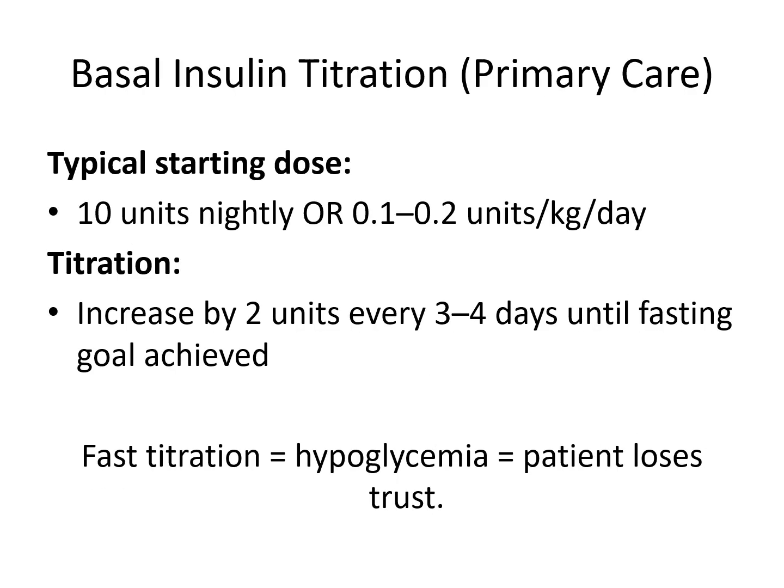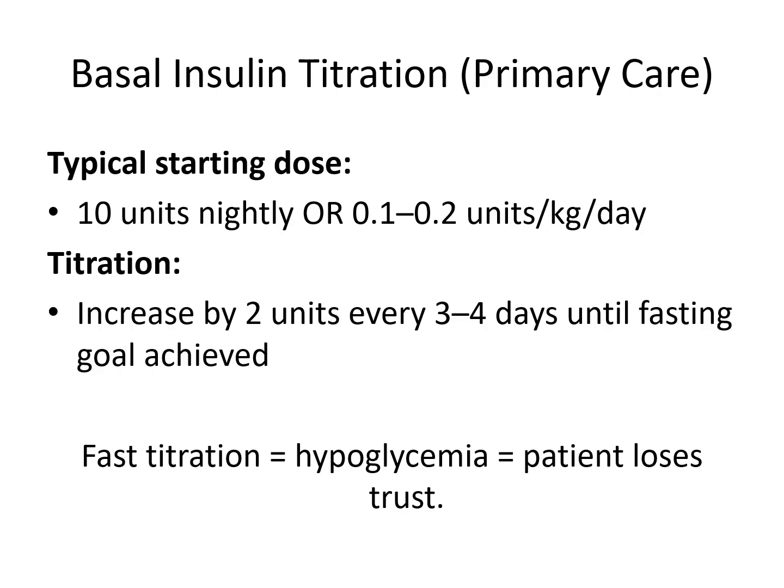When starting basal insulin in primary care, simplicity is usually the key. So a typical starting dose is 10 units nightly or weight-based at 0.1 to 0.2 units per kilogram per day. Either approach is acceptable and is commonly used. After initiating treatment, titration is based on the fasting glucose because basal insulin primarily targets hepatic glucose output overnight.